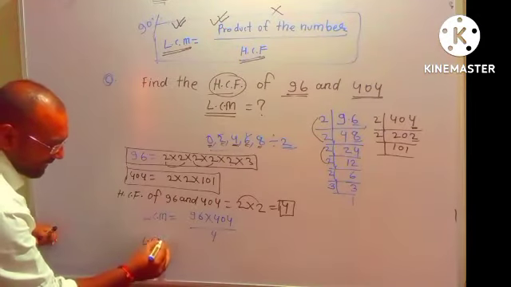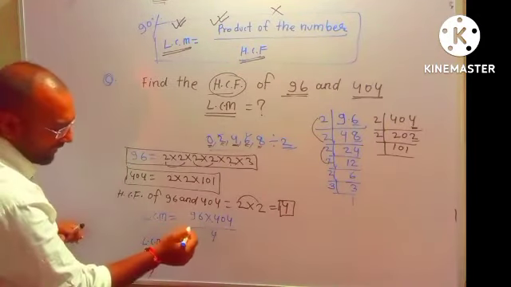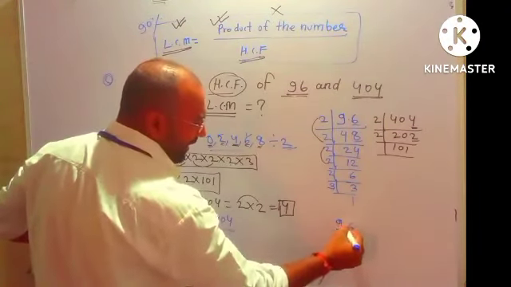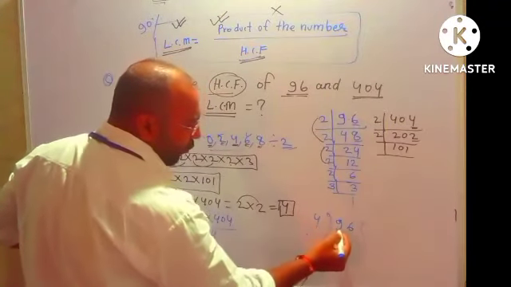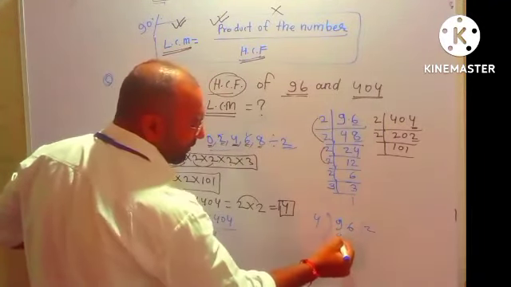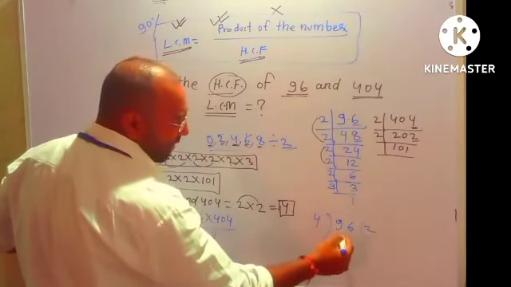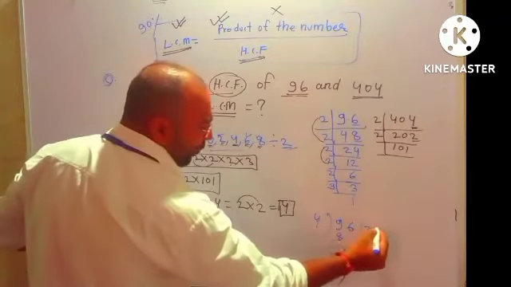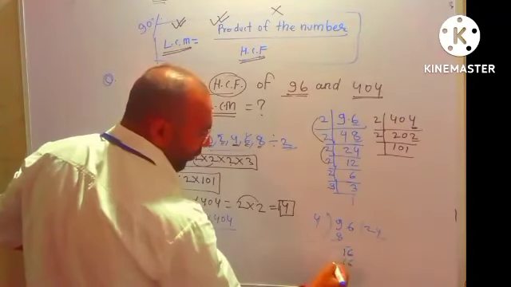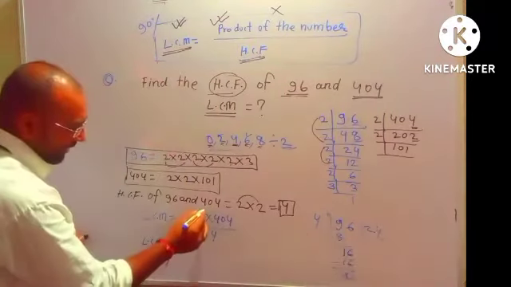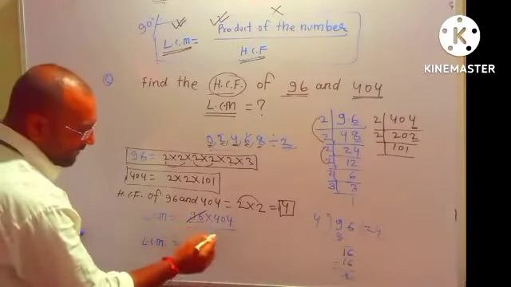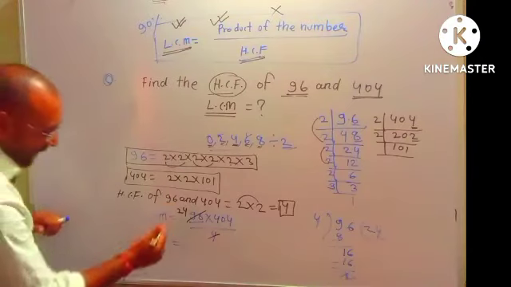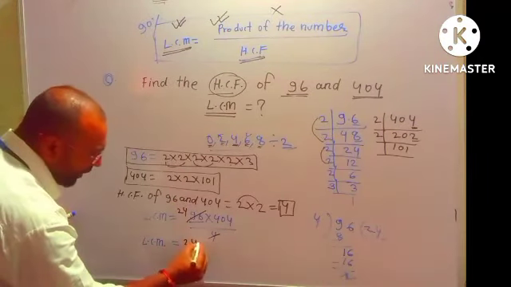The next step, LCM is equal to, okay, now just try this. 96 can be divided by 4. Let's try this. 4 ones are 4, 4 twos are 8. Now 9 minus 8, 1, and this 6. Now 16 can be divided by 4, 4 times. So what's the answer? 24. So 96 divided by 4 gives 24. So LCM is equal to 24 into 404.